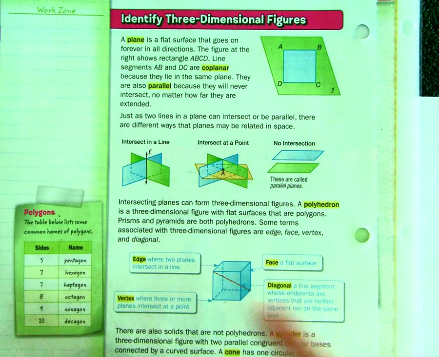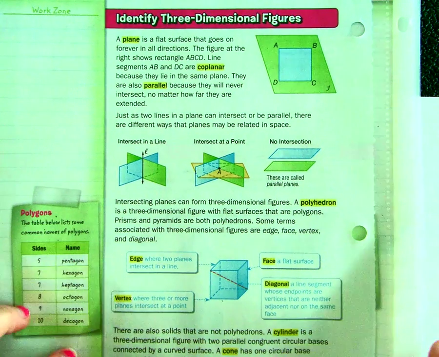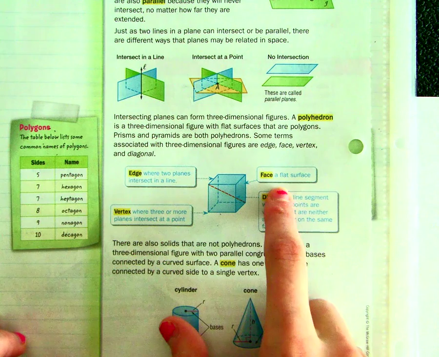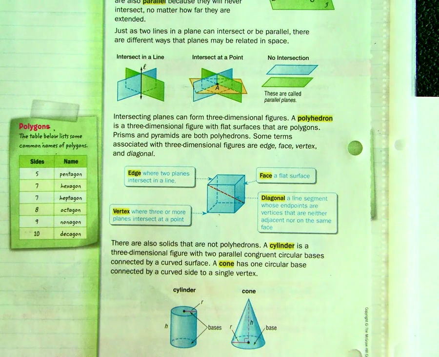Some terms associated with three-dimensional figures are edges, faces, vertices, and diagonal. So an edge is where two planes intersect in a line. So edges are your lines. A face is your flat surface. A diagonal is a line segment whose endpoints are vertices that are neither adjacent nor on the same face. A vertex is where three or more planes intersect at a point, so our points are our vertices.